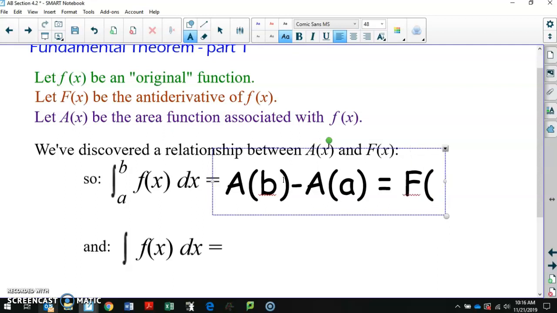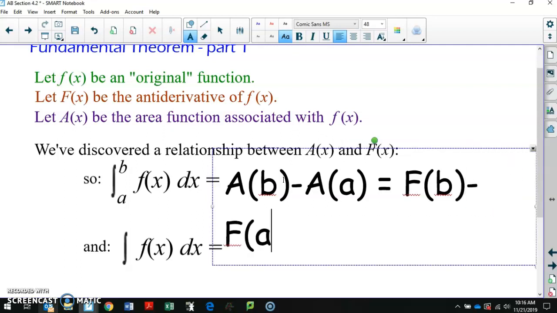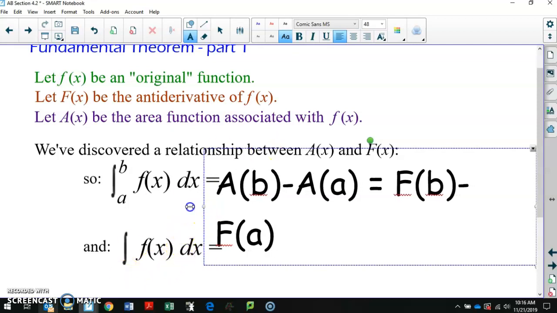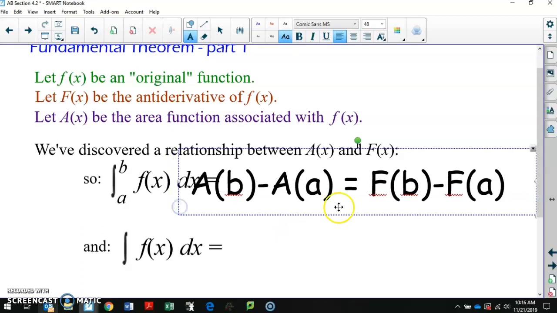So it's the antiderivative evaluated at b minus the antiderivative evaluated at a, and that's going to be the first thing that we're going with.